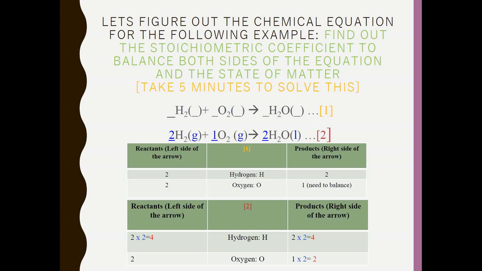Now you can see that you have 4 hydrogens and 2 oxygens on the left side, and in the end the product also has 4 hydrogens and 2 oxygens on the right side.